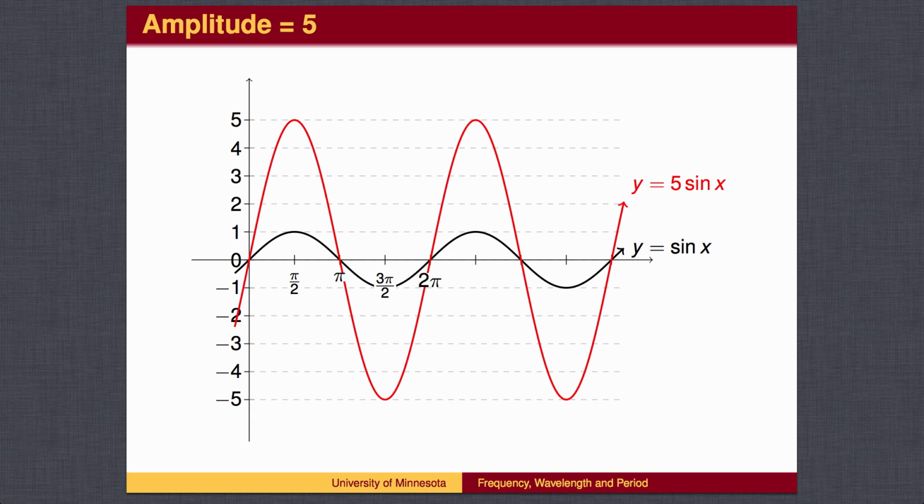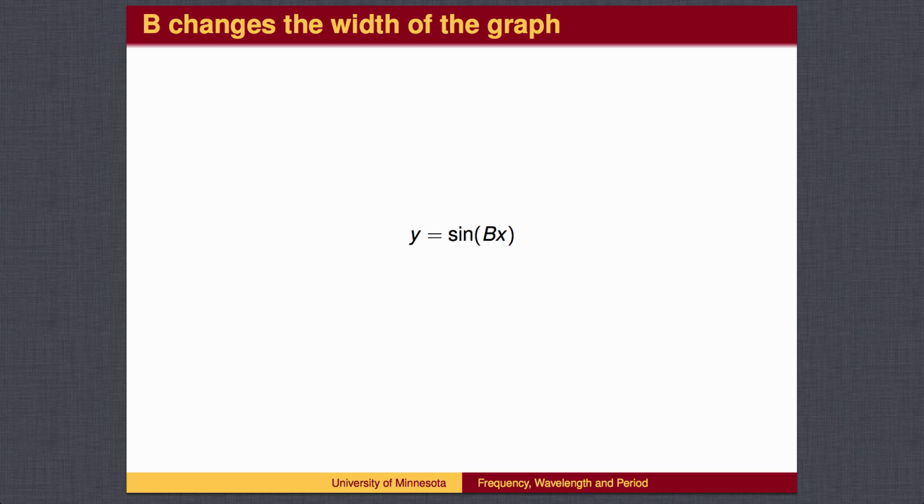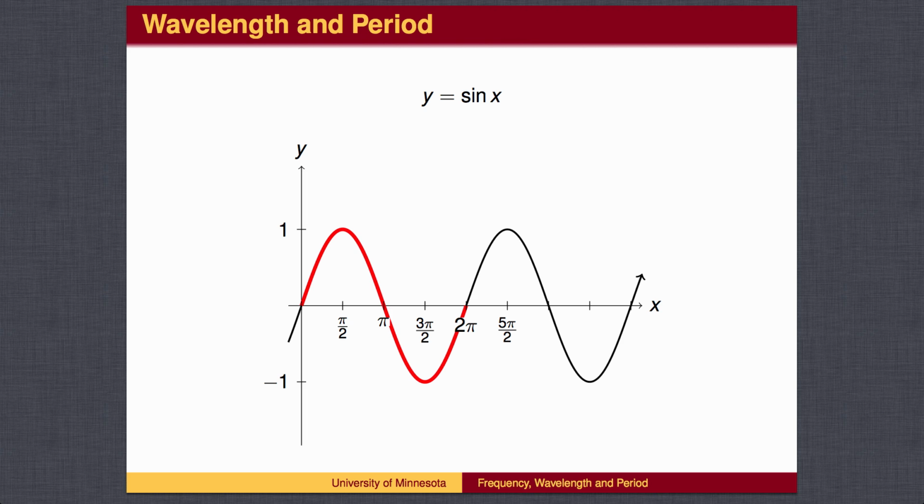Recall that a multiplier in front of the sine function will make the graph taller. This stretch factor is called the amplitude. We will now look at how a multiplier to the input variable x will affect the length of the wave. Recall that multiplying the input doesn't make the graph wider, it makes the graph thinner. The graph of y equals the sine of x goes through one complete wave every 2 pi.